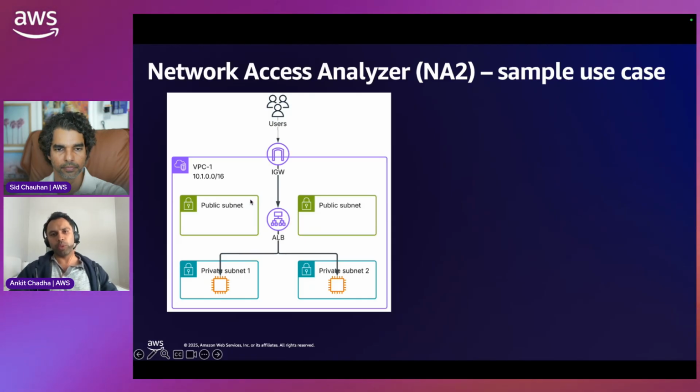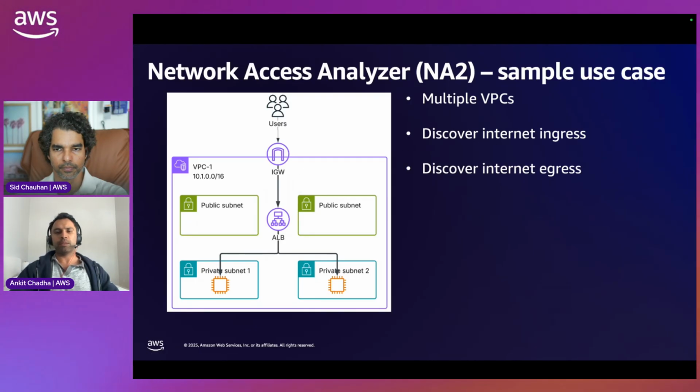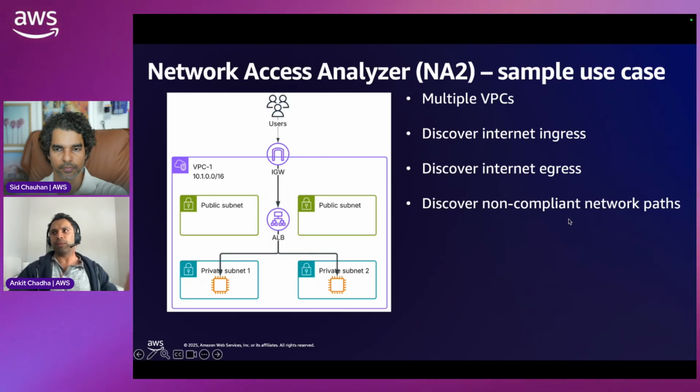So where would you use Network Access Analyzer? Let's say you have multiple such VPCs deployed within your account. So you would say, tell me all of my VPCs that have an internet ingress or internet egress, and then you discover non-compliant network paths.